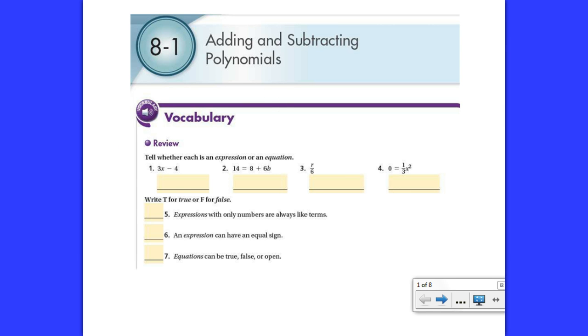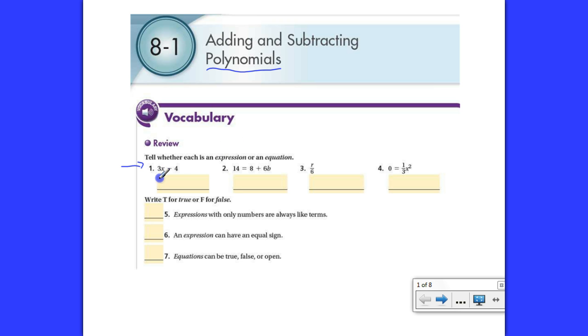We're talking in this chapter, we're going to begin adding and subtracting polynomials. There's a lot of vocabulary, a lot of which I'll probably cover in class. A little bit you'll see today. Polynomials, we'll talk about that in a few minutes. Easiest thing to do is just jump right into things and get going with some of the review things you're supposed to know. It says tell whether each is an expression or an equation.